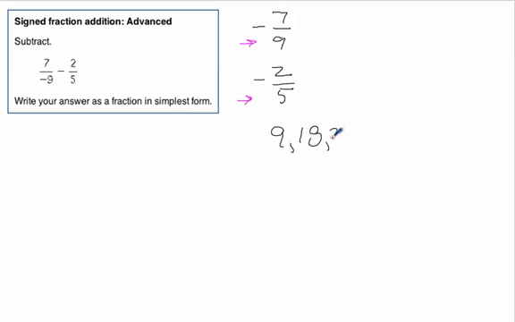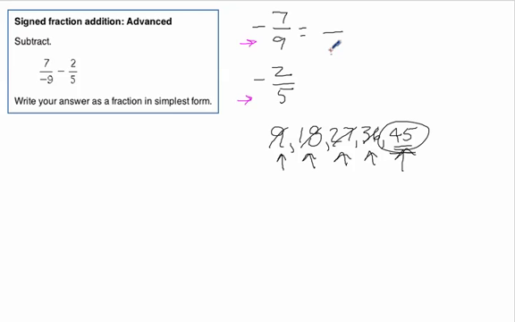9, 18, 27, 36, 45. Hey, bam, I noticed that that's divisible by 5. As I was counting along, I was checking each of these to see if it's divisible by 5. No, no, no, no, yes. So that's our common denominator. So we can rewrite each of these with a common denominator of 45.